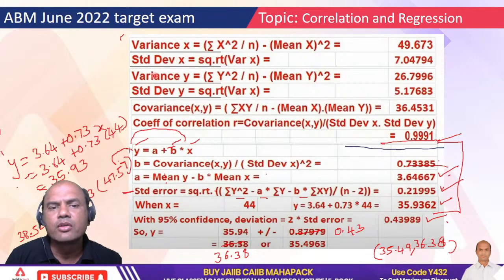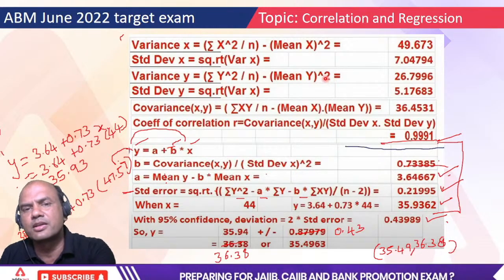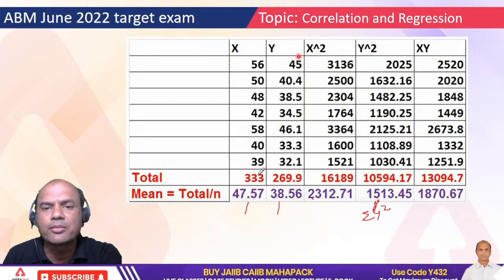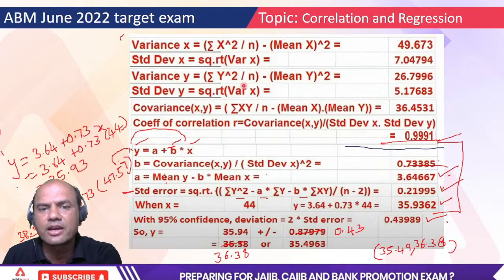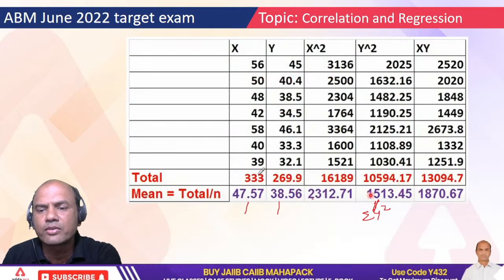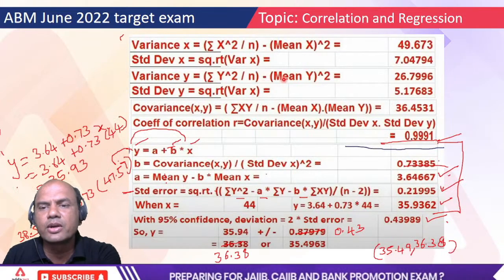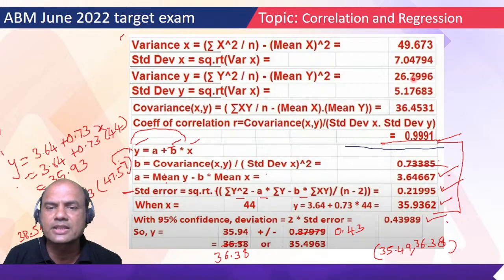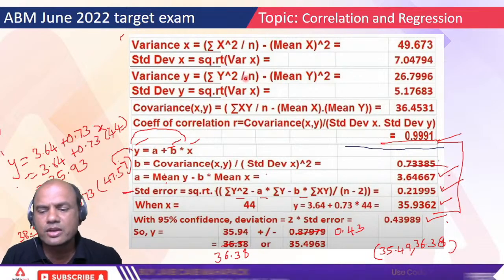Similarly for others, variance of y: summation y square upon n minus y bar square. Both the figures you have. Summation y square upon n, this one, 1513 minus y bar square. Y bar is the average of y, so 38.56, right? So do it everyone now. 1513.45 minus 38.56 square. Are you getting this answer? 26.79. At least I must get the answers from 5 guys. Type yes if you have got the answer.